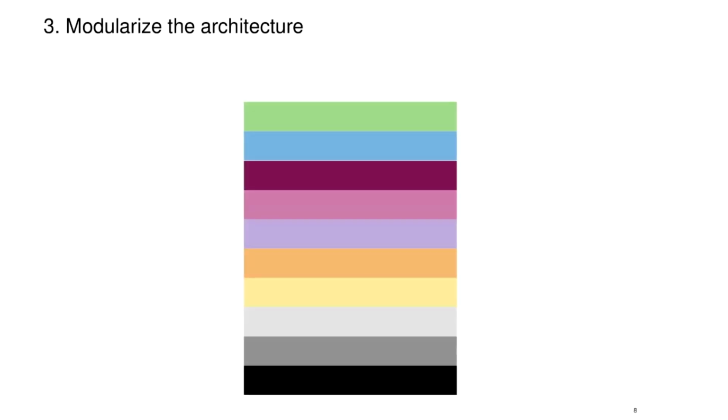Then we have number 3, which is the modularization of the architecture. It's just like when you build a home. There are people who prepare the ground. There are people who build the walls, electricity, plumbing, and so on. It's different people. So there's a modularization. And the same happens in computer science. We also design the system in modules.